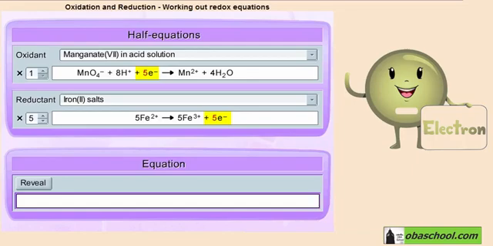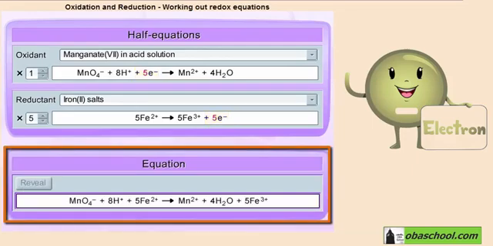Once the number of electrons is the same in the oxidation and reduction half equations, we can add these two equations up to obtain the redox equation. So this is the redox equation. Notice that in the redox equation, we don't have electrons. However, of course, there will be transfer of electrons at the half equations.